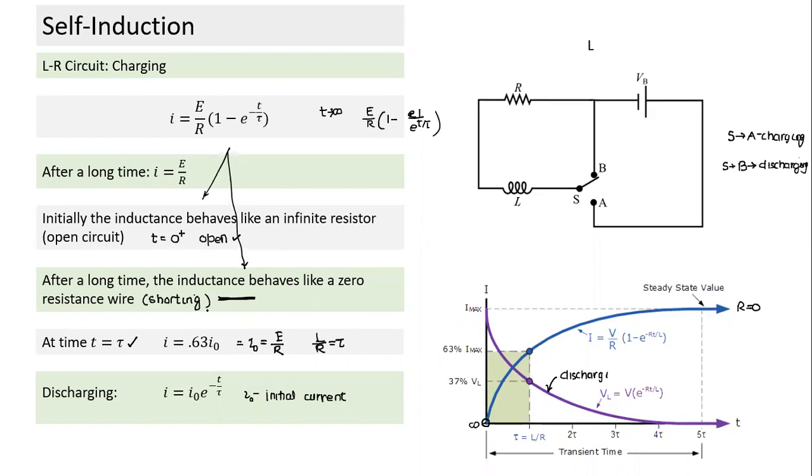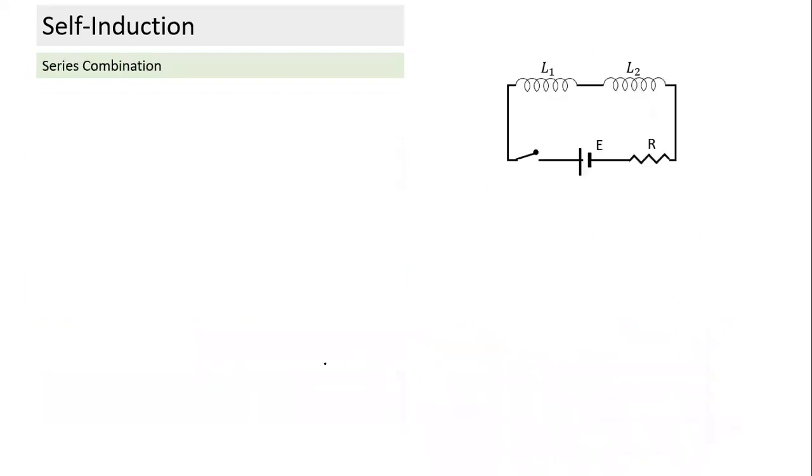And in case of after a long time, it offers 0 resistance, just like a shorted branch. And this is okay. Let's try and understand what will happen in case of series combination. We'll not go into much of the derivation, but let's get an understanding of what is happening here.